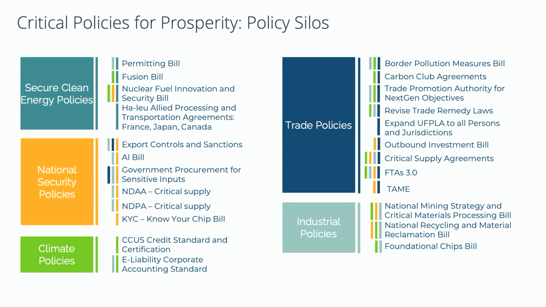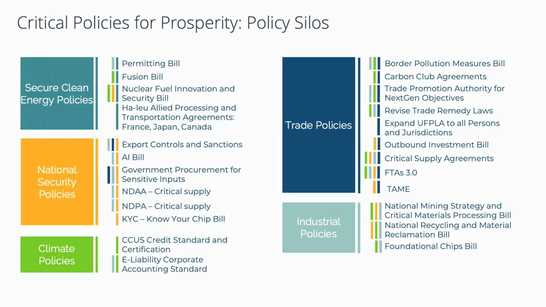So things that we might consider for securing our clean energy policies are a permitting bill, a bill on nuclear fusion, more investment in fuel sources of the future, which would include nuclear fuel innovation security. Probably we need something for hydrogen too. And then allied agreements for things like HALEU processing for advanced nuclear reactors, and transportation agreements with friends and allies who have nuclear fleets, like France, Japan, and Canada.